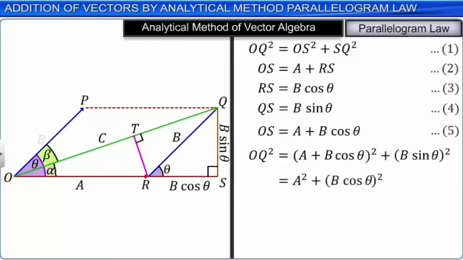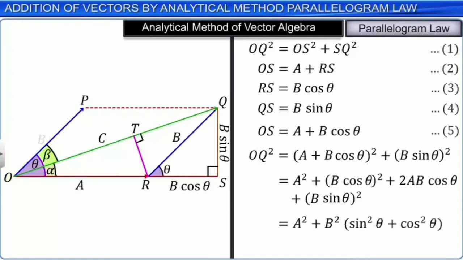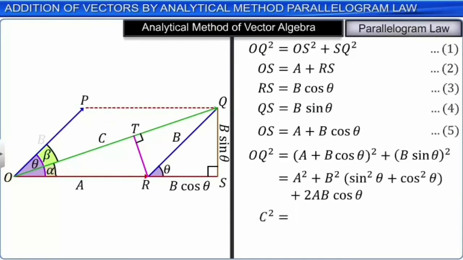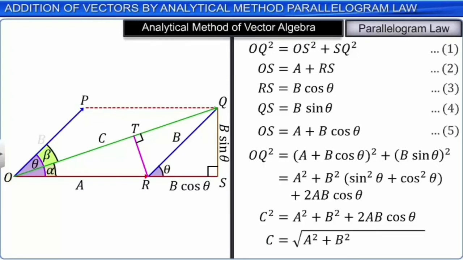So expanding, we have A square plus (B cos theta) whole square plus 2AB cos theta plus (B sin theta) whole square. Here we have used the identity (A plus B) whole square equal to A square plus B square plus 2AB. In the equation, we have taken B square as common from the two terms, B square cos square theta and B square sin square theta, and obtained the final expression as C square equal to A square plus B square plus 2AB cos theta. Here one more trigonometric identity we have used, that is sin square theta plus cos square theta equal to 1.